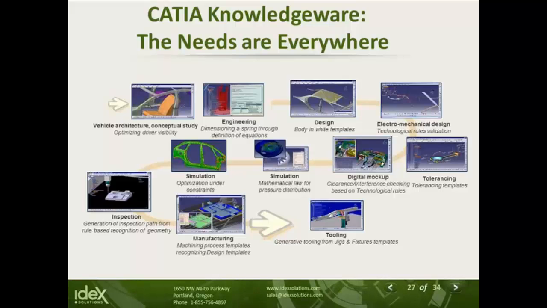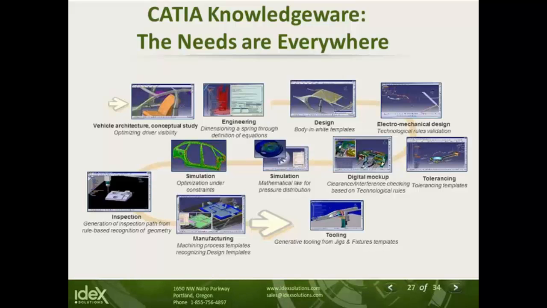And you can see that if we start in the upper left-hand corner, just as an example, we see that it can be applied to vehicle architecture, a conceptual study, so that they're optimizing driver visibility. We can, of course, go on into engineering with many different Knowledgeware products, in this case dimensioning a spring through the definition of equations, on into design. In this case, we're using some templates, body and white templates, into electromechanical designs to do some rules validation, on into tolerancing, again using some templates, into digital mock-up.